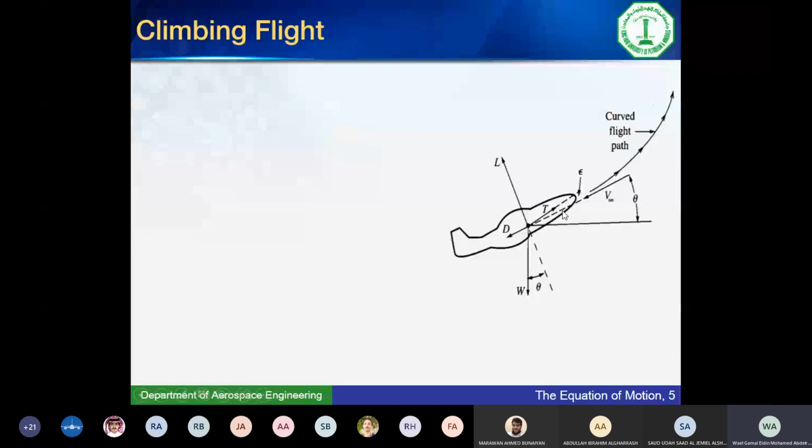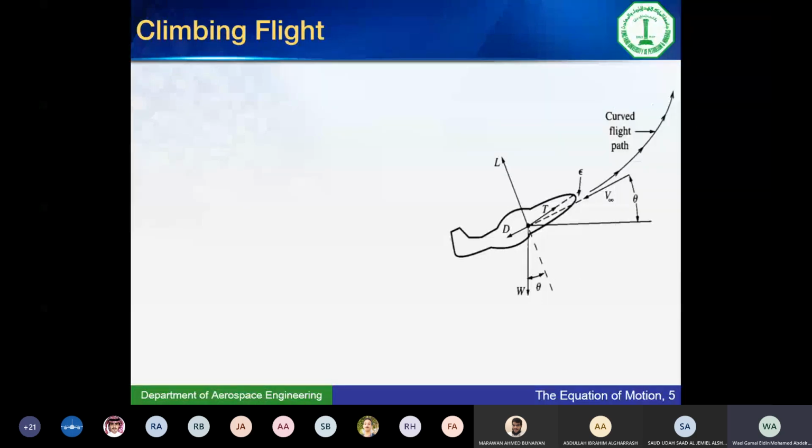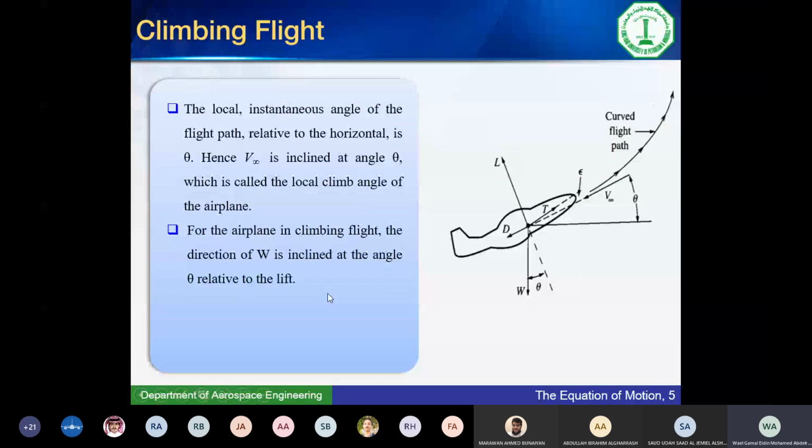But the thrust doesn't have to be along the V direction. Maybe it's inclined with a very small angle epsilon. Okay, and the weight obviously is always downward. So the angle between the weight and the normal is theta, if the angle between the velocity and the horizontal is theta. Because V infinity is perpendicular to the normal direction, the weight is perpendicular to the horizontal direction, and the angle between them is theta and theta. So here's our agreement on the directions.